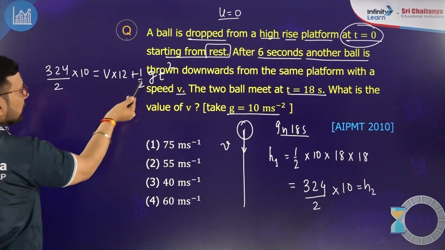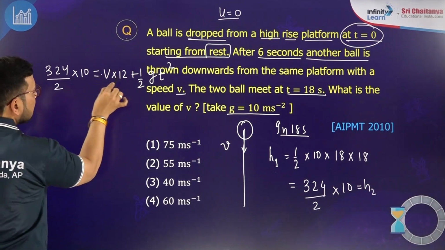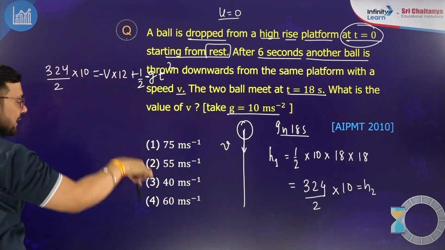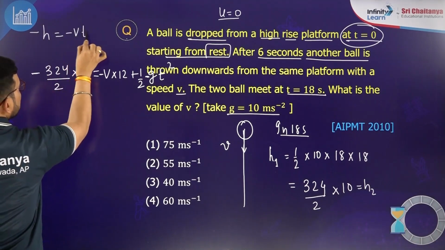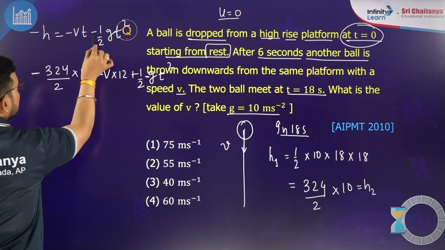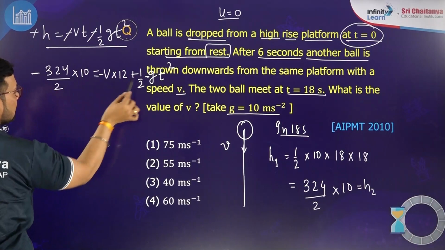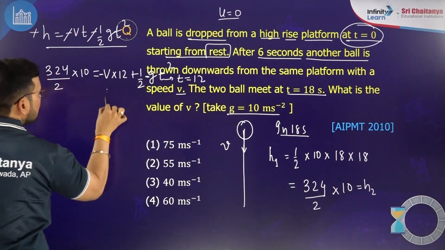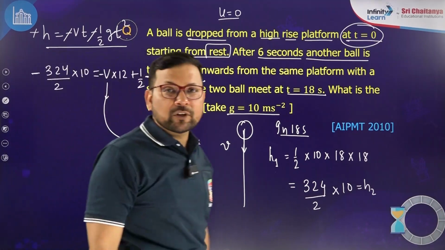Now you might ask me why you are taking plus g here, because velocity is also downward. That will be minus. g will be minus, and that height is also downward. Downward is negative y. This will also be minus. Minus h equals minus vt minus half g t square. We will always keep in mind all vector signs we have to take for proper equation forming, and after that you will solve for t. t is given here as 12. You will solve for v, and you will get 75. This is the answer.